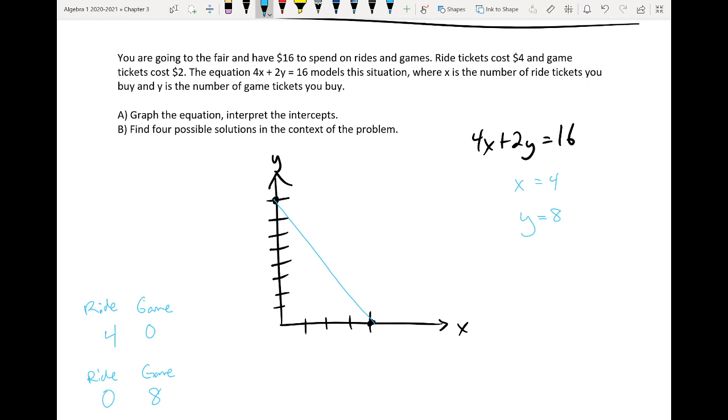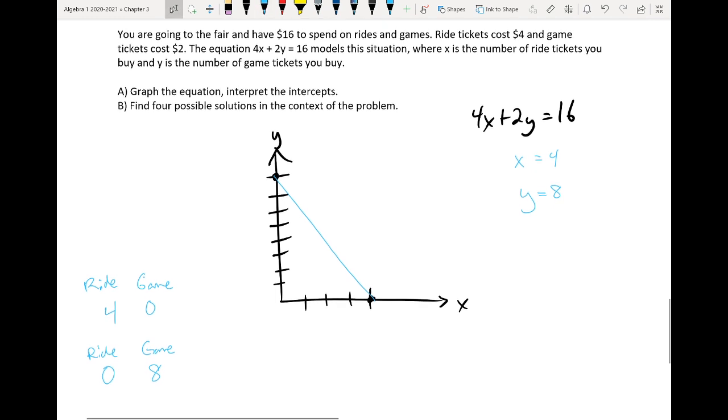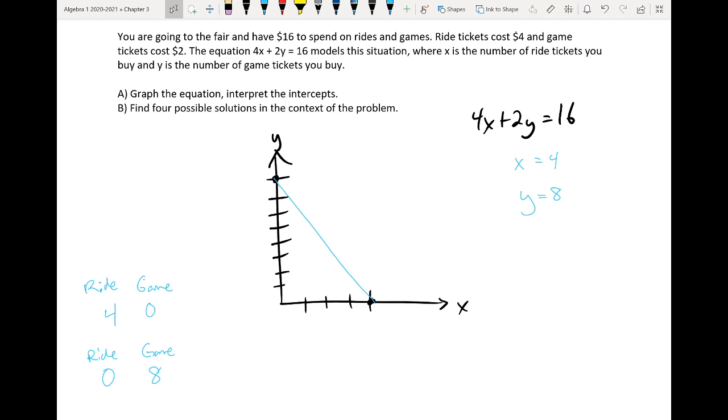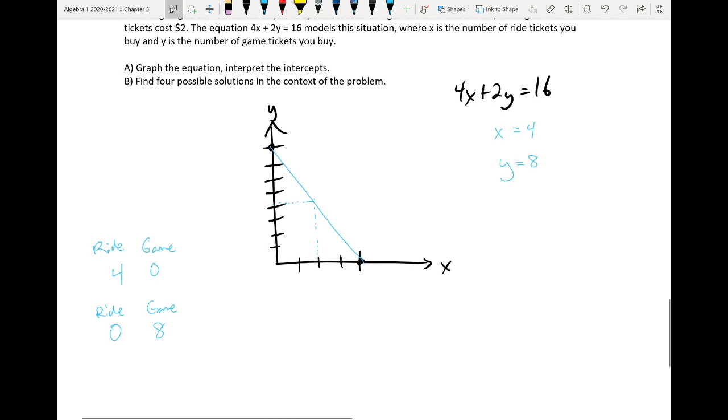We need 2 more. We have to make sure that the input-output would also give us, in this case, 2 inputs that would give us some sort of whole number, okay? So let's look at another situation. How about here? How about 2? Looks like 4. That's going to be on the line. That means it's possible, okay? So again, ride would be 2, and then game would be 4.